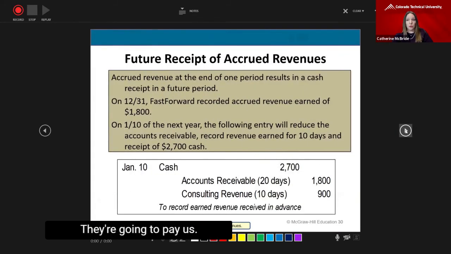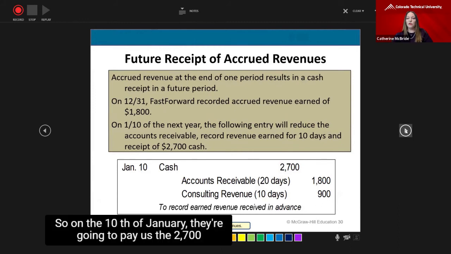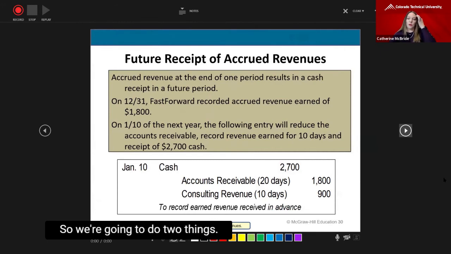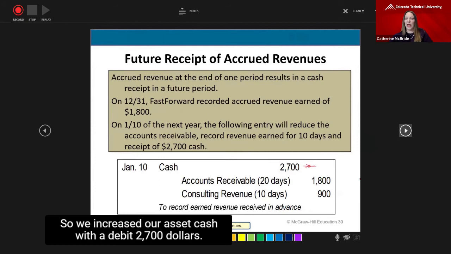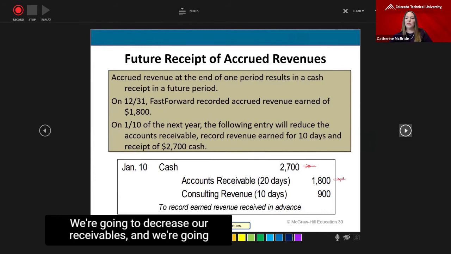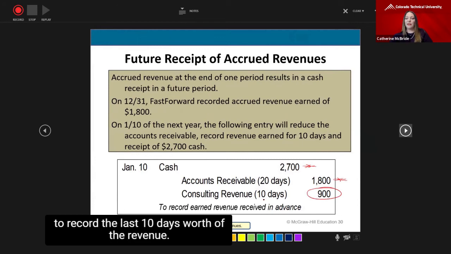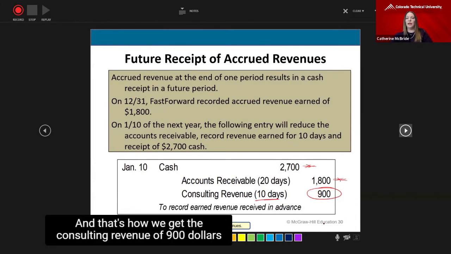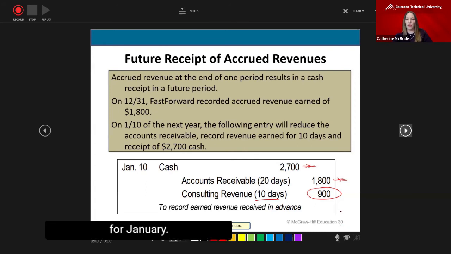In the future, they're going to pay us. So on the 10th of January, they're going to pay us the $2,700 in cash. So we're going to do two things. We're going to recognize the cash. So we increase our asset, cash, with a debit, $2,700. We're going to decrease our receivable, and we're going to record the last 10 days' worth of the revenue. And that's how we get the consulting revenue of $900 for January.